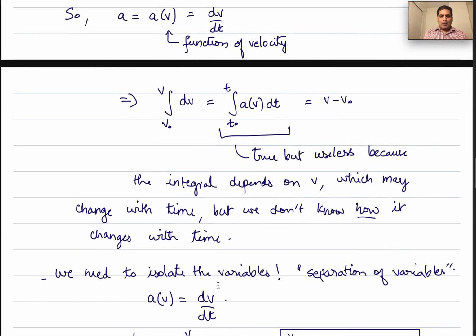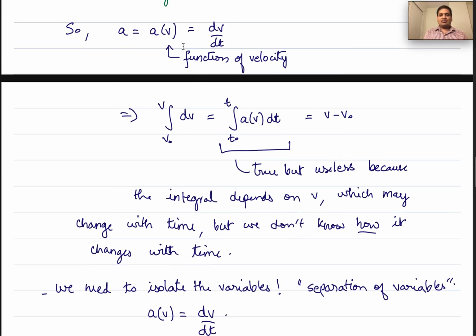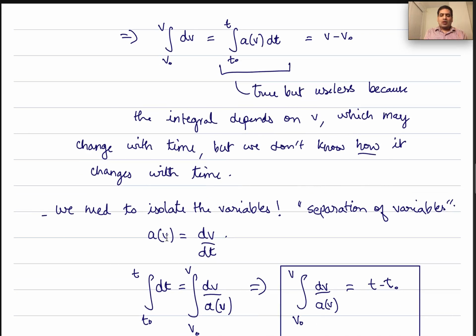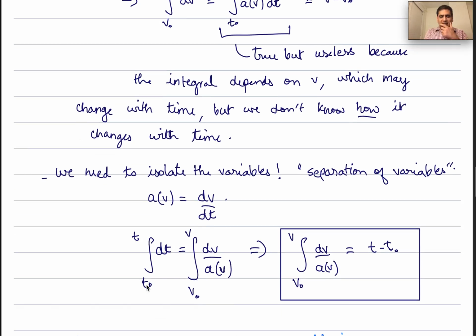So that's what I say here. So what can we do? It turns out there's another trick. The reason we cannot do this integral is because it's got mixed variables. There's v and there's t, and we don't know the relationship between the two. But what we can do is what's called separation of variables, or isolation of variables. We have a of v equals dv by dt. What you can do is bring all like variables to one side. So you bring any function of v to this side so that it only depends on v, and then you bring the dt to the other side. So what you have is dt equals dv divided by a of v. And we can integrate both sides. This integral goes from t naught to t, and this integral goes from v naught to v. And that's it.